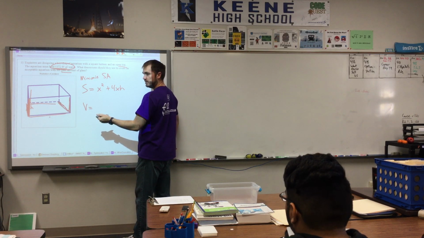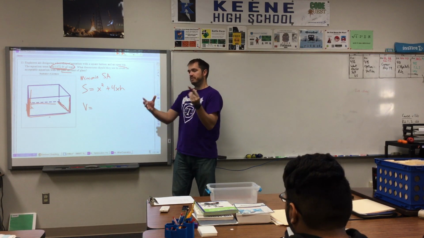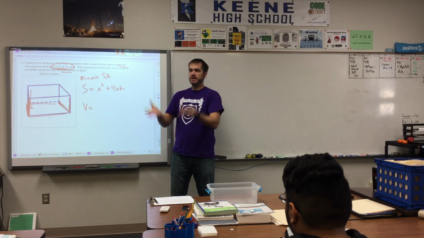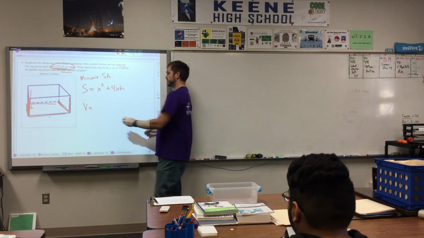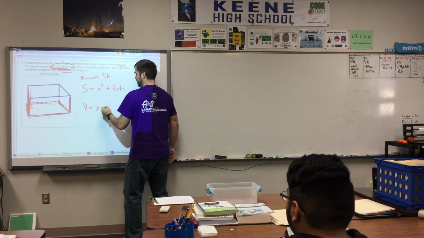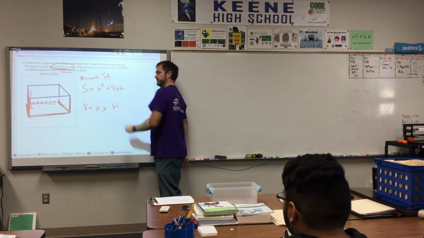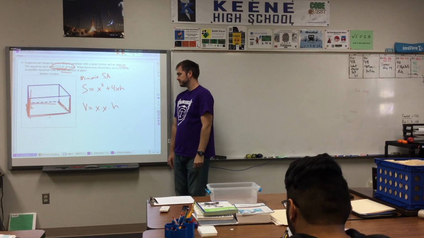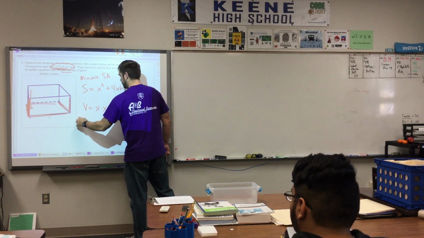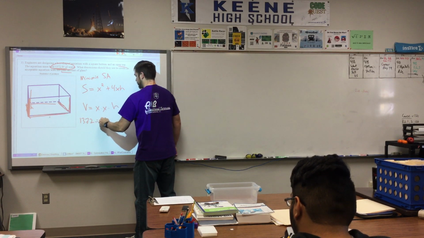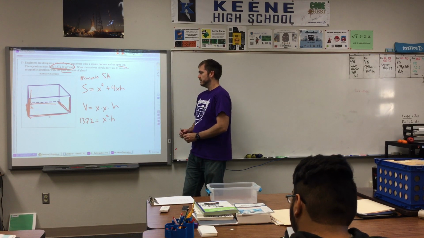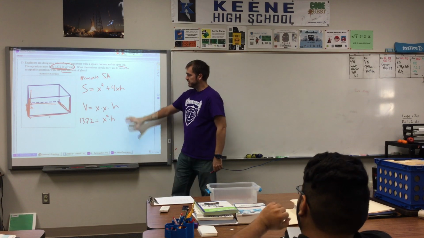It would be x cubed if it was a cube, because it would be length times width times height. But it's not a cube, so it's going to be x length times x width times height. So x squared times h. x squared times h equals 1372. So 1372 equals x squared times h. This is our constraint equation.